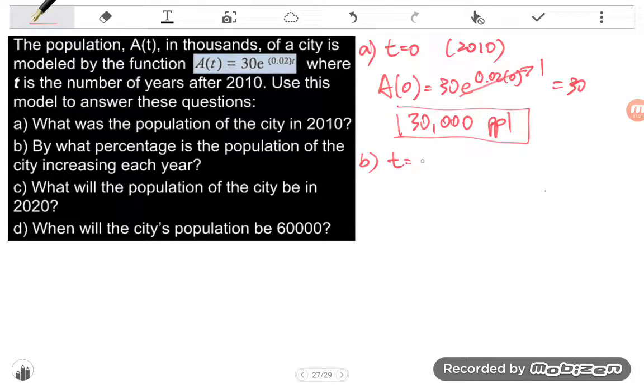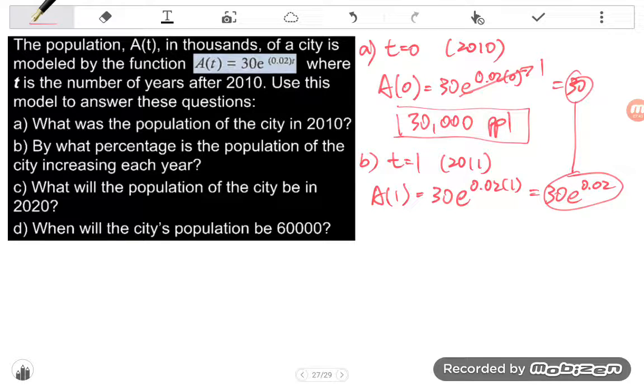When my t is equal to 1, that means 2011. Let's find out how many people we have. So that would be A of 1, which is 30e^(0.02 times 1), which is 30e^0.02. Okay, what I'm going to do now is compare these two values. I started out with 30, and after 1 year, I have 30 times e to the power of 0.02.